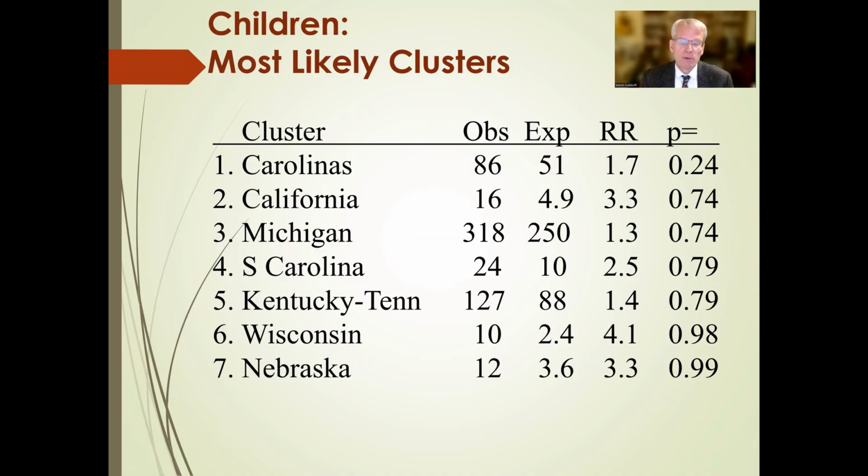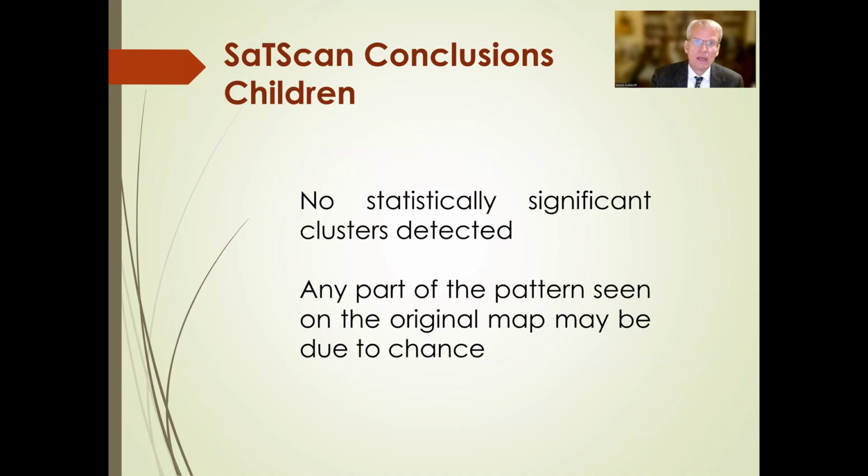But basically, any part of this map could be due to chance, because clusters of these magnitudes you would expect to see at least somewhere in the United States if it's all random. So the conclusion: no statistically significant clusters detected for children, and any part of the pattern seen on the map may be due to chance.